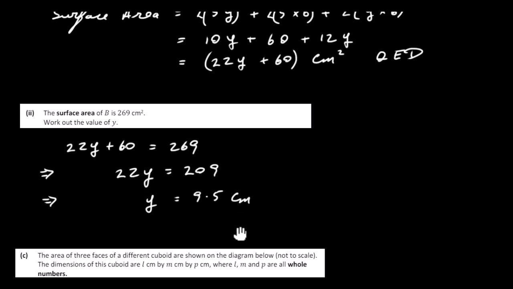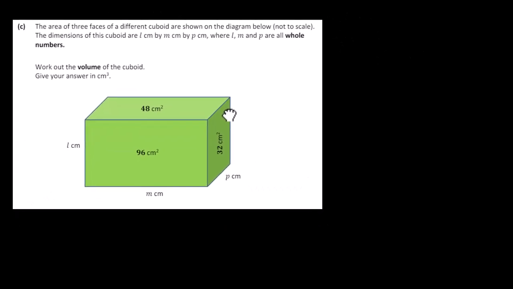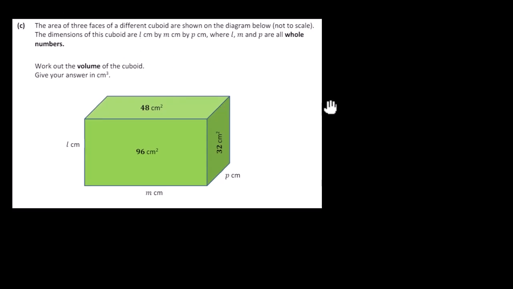So that's y. Now this one here, the area of three faces of a different cuboid are shown on the diagram below, not to scale. The dimensions of this cuboid are L, M and P, where L, M and P are all whole numbers. Work out the volume of the cuboid, give your answer in cubic centimeters.